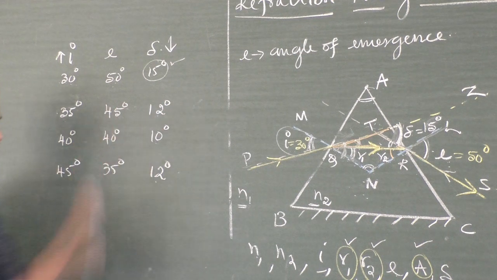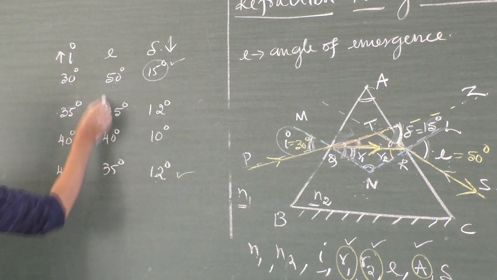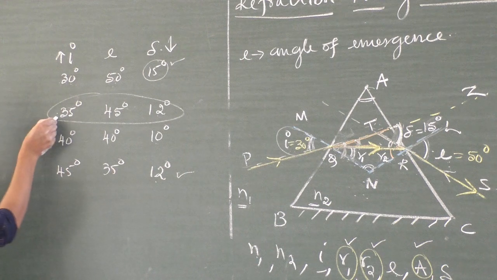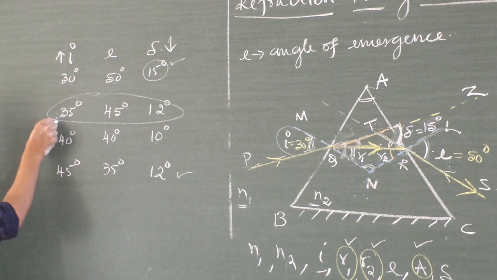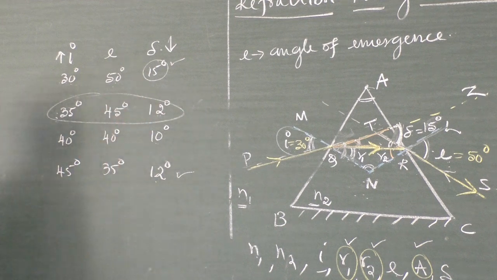Now started increasing. Sir, why did you write this value? Won't it decrease further? Never, because you see this set of values. When the angle of incidence is 35, angle of emergence is 45, angle of deviation is 12.